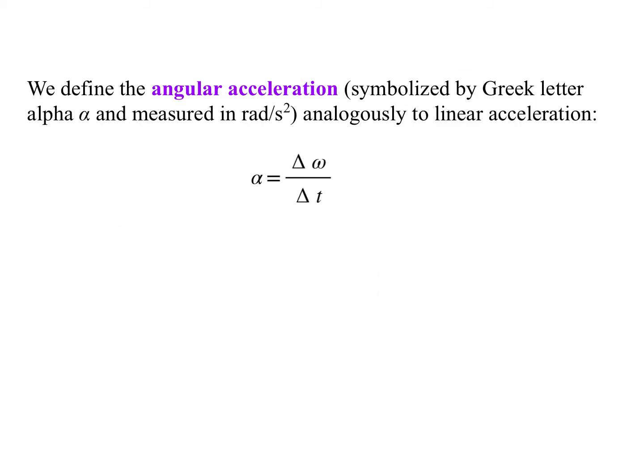We define the angular acceleration, symbolized by the Greek letter alpha and measured in radians per second squared, analogously to linear acceleration, that is, alpha equals delta omega over delta t, the same way that a was delta v over delta t.